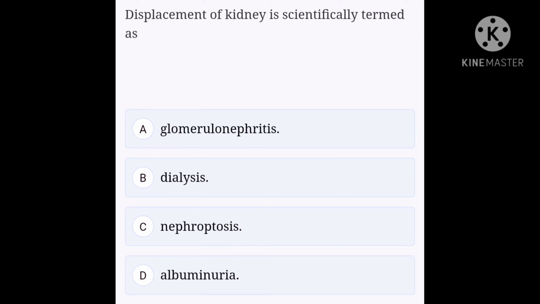Okay, next one. Displacement of kidney is scientifically termed as option A glomerulonephritis, option B dialysis, option C nephroptosis, option D albuminuria. Nephroptosis is the abnormal condition in which the kidney drops down into the pelvis when the patient stands up. It is more common in women than in men. It has been one of the most controversial conditions in terms of both its diagnosis and its treatment. Hence, option C, nephroptosis, is the right answer for this question.